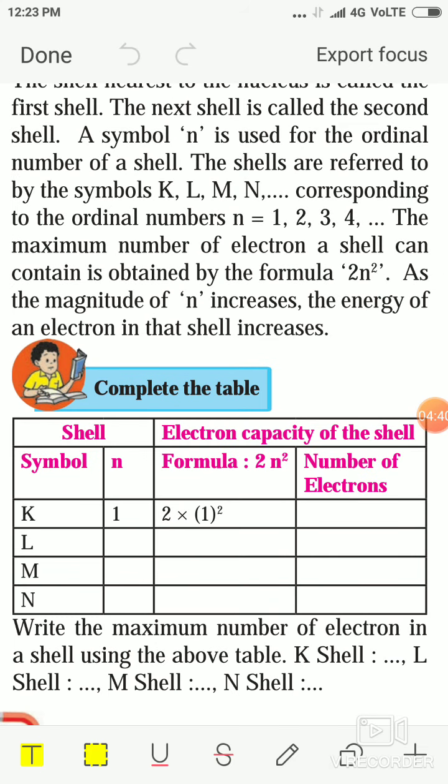Let's complete this chart here. K, the first shell, has 2 electrons. L, the second shell, has 8 electrons. Then M, the third shell, has 18 electrons, and N, the last shell, has 32 electrons. In this way we can calculate the capacity of the shells.